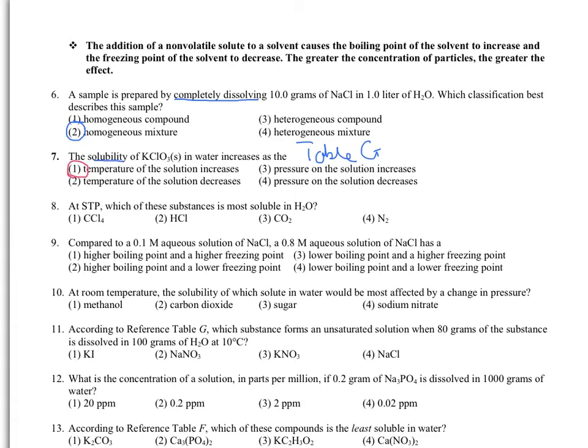In question number 8, we're looking for the substance that is most soluble in water. Recall, when dissolving substances in water, we're going to recall a rule, like dissolves like. This means that polar substances like water will dissolve other polar substances. It also means nonpolar substances will dissolve other nonpolar substances. Water is polar because it's asymmetrical. So here we're looking for another polar or asymmetrical molecule.